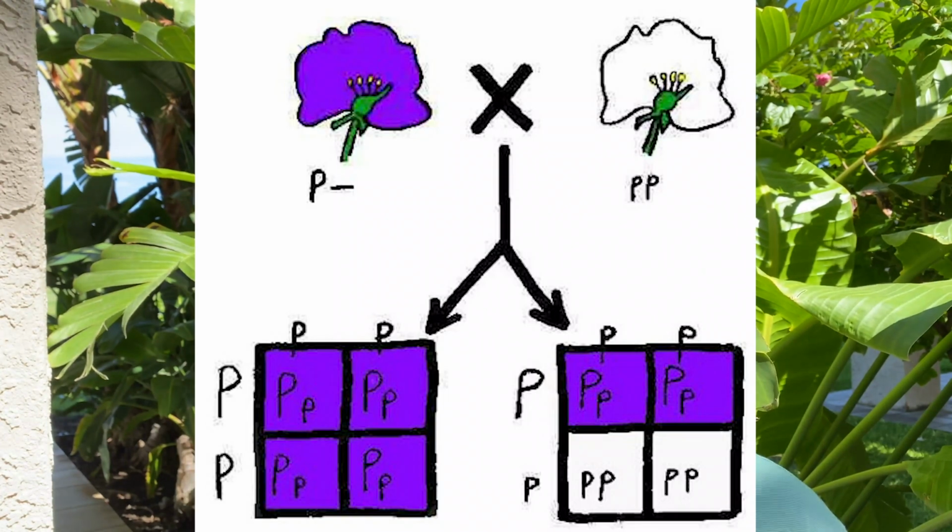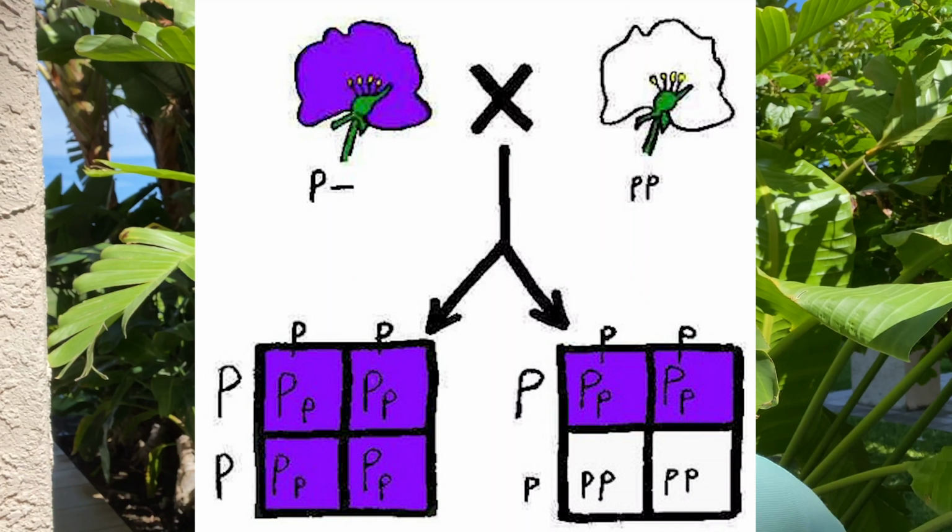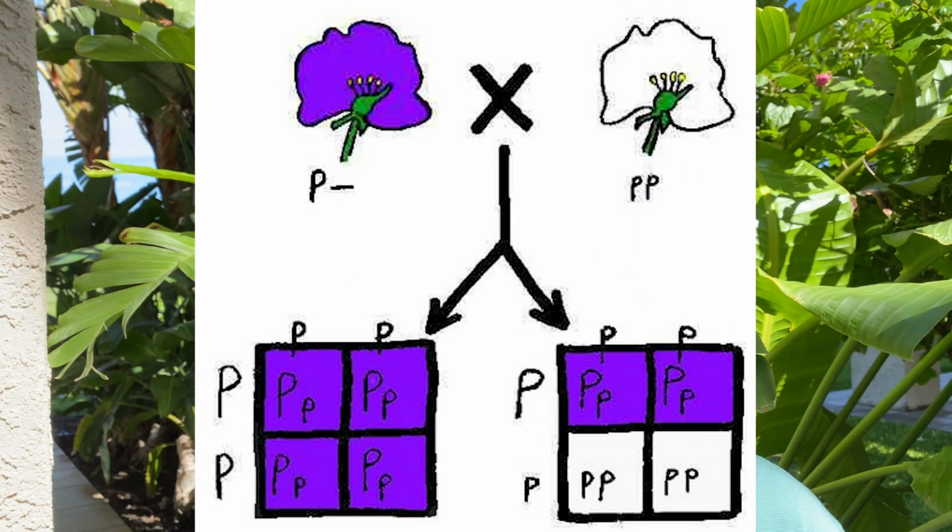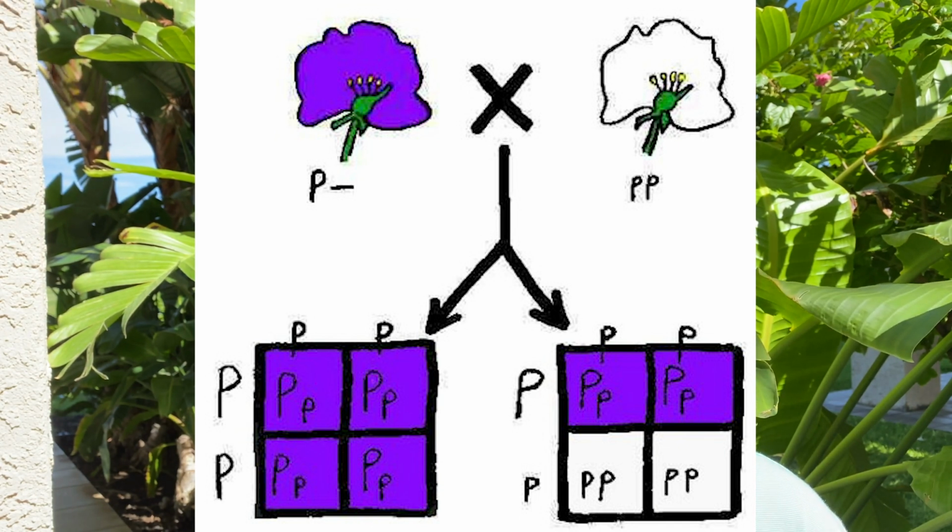If an individual is exhibiting a dominant phenotype, but you don't know if that individual is heterozygous or homozygous dominant, it can be crossed with a known homozygous recessive. This is called a test cross. And by examining the offspring, you can figure out what the genotype of that parent was.